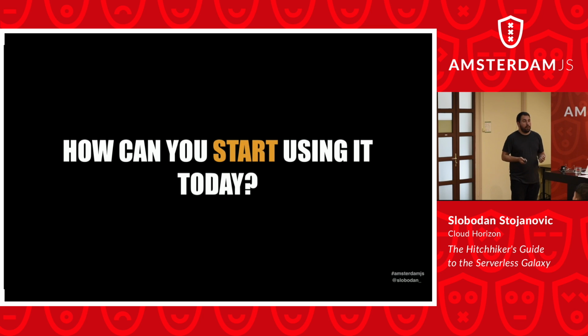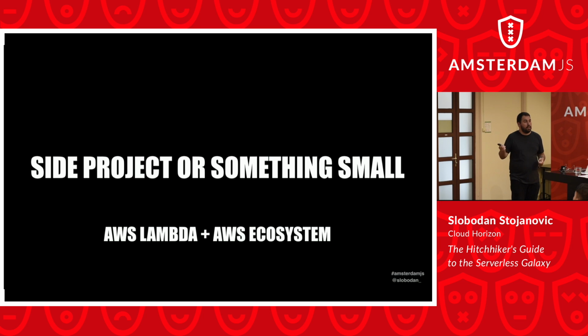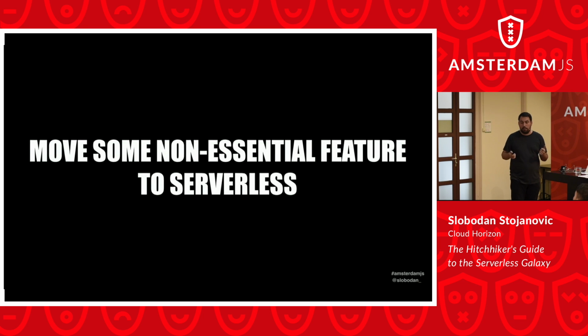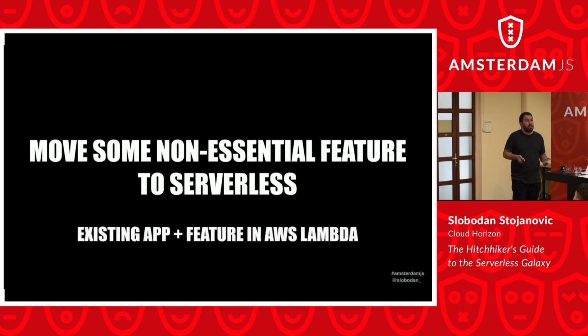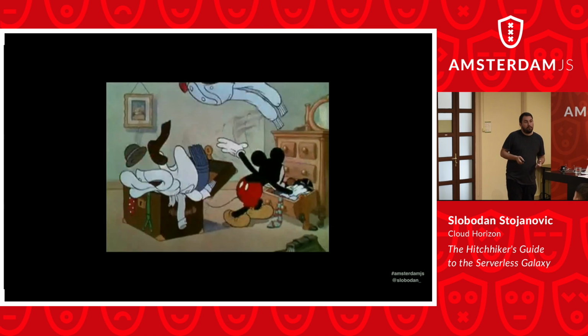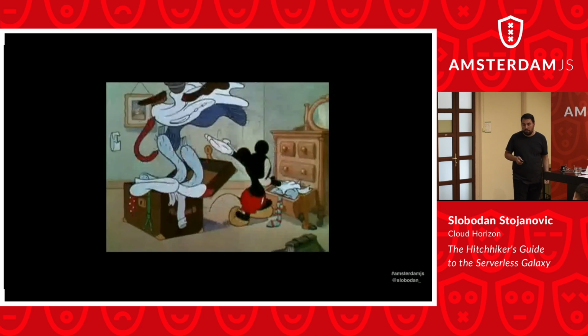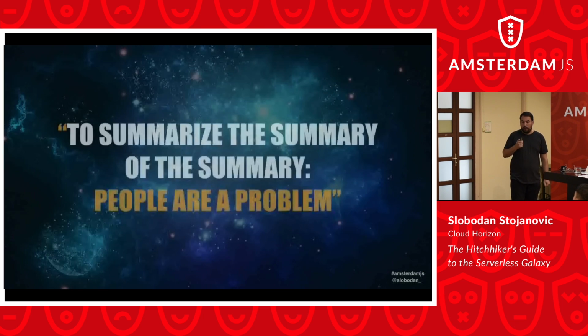So how can you start with that? You can start with your side project, basically by using AWS Lambda and the AWS ecosystem, or you can use your existing app and just move some small things to serverless. Soon after that, you'll try to move everything to serverless, probably. It's not good for that, but you can try.